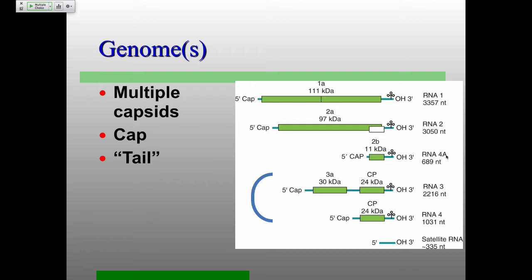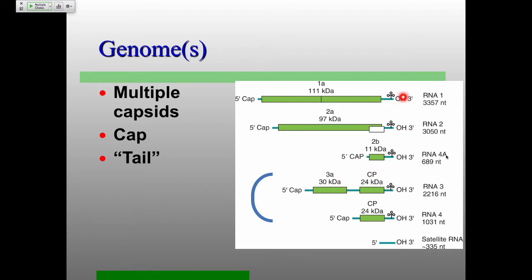The RNAs that are here, not surprisingly, encode RNA-dependent RNA polymerases, capping enzymes, etc. So it's the viral proteins which are making the caps here. And then your structural proteins, which you have down here.